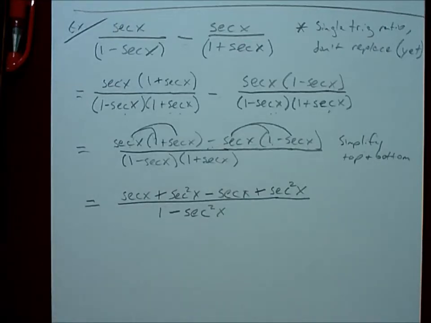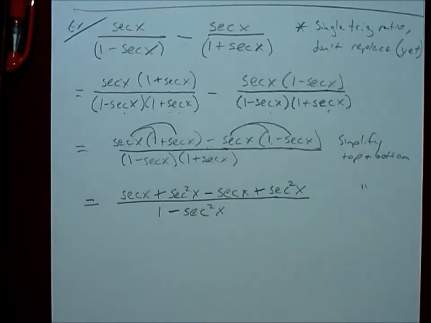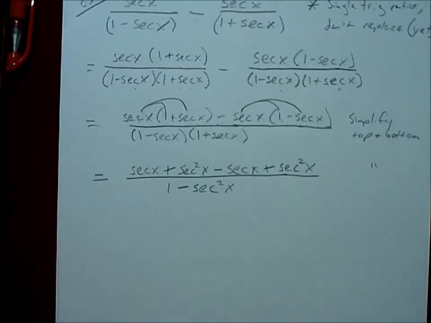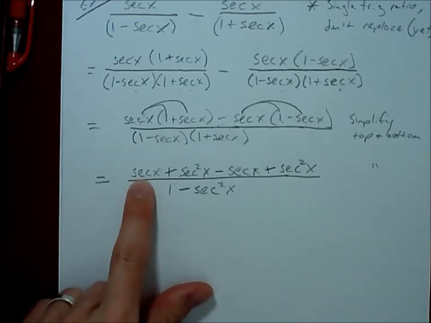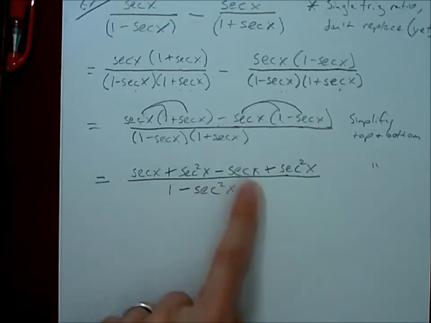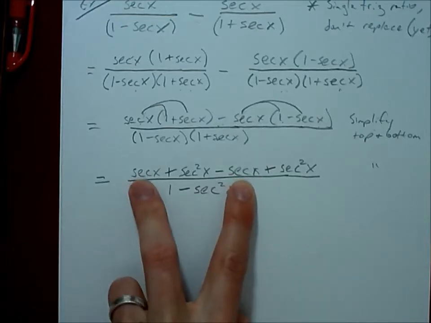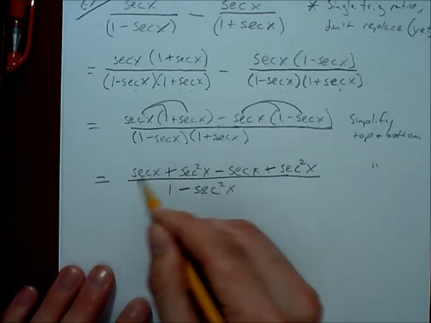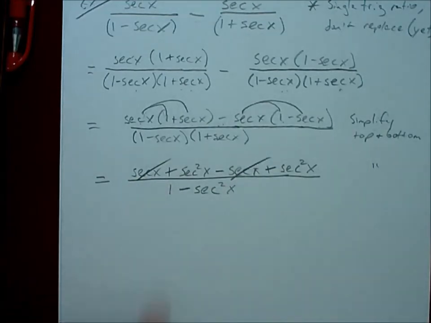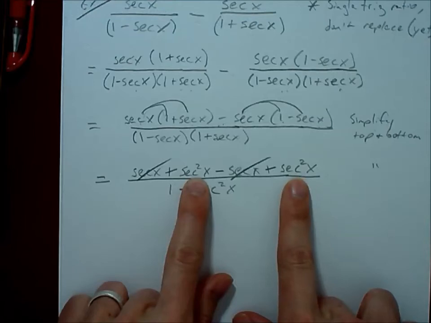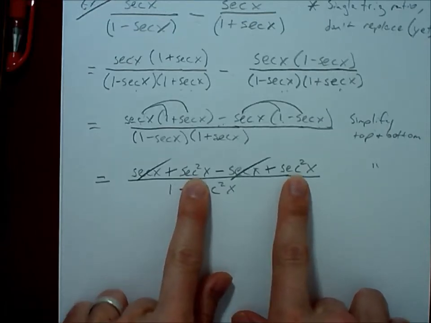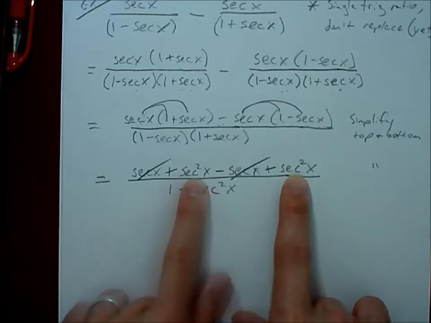Okay. So let's see if there's anything else we can do to simplify the top and the bottom. So same thing here. Do you see anything on the top that might cancel or combine? Maybe combine our like terms. So the secant, is there another like term with that one? Yeah. That secant. So what happens with a positive secant and a negative secant? Yeah, they cancel. And here we have secant squared plus secant squared. Those are like terms as well. What does that give us? Yeah, that would be 2 secant squared.